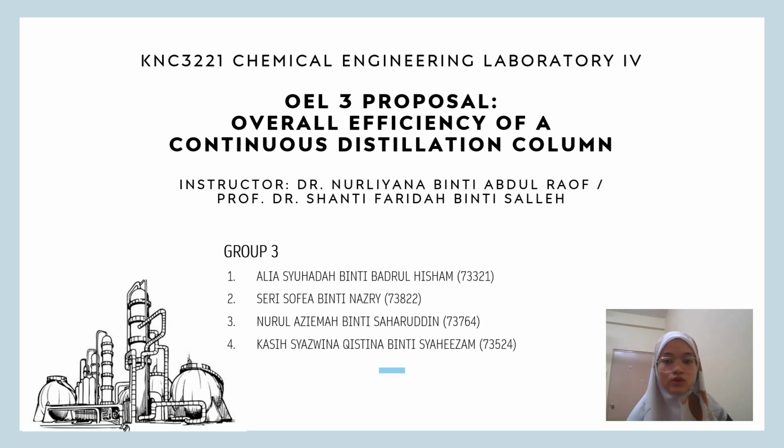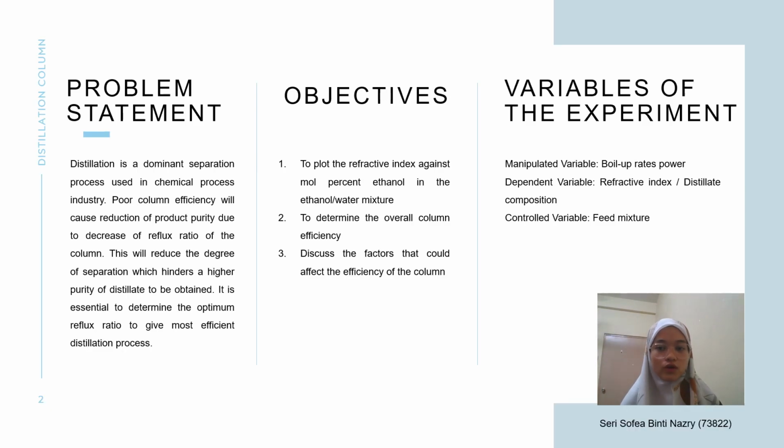We'll be presenting the OEL 3 proposal on the distillation column. First of all, for the problem statement, as we know, distillation is a dominant separation process used in the chemical process industry. Poor column efficiency will cause a reduction of product purity due to a decrease of the reflux ratio of the column. This will reduce the degree of separation, which hinders a higher purity of distillate from being obtained. Thus, it is essential to determine the optimum reflux ratio to give the most efficient distillation process.